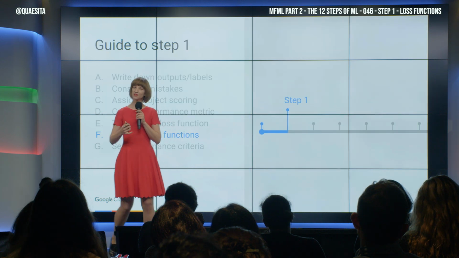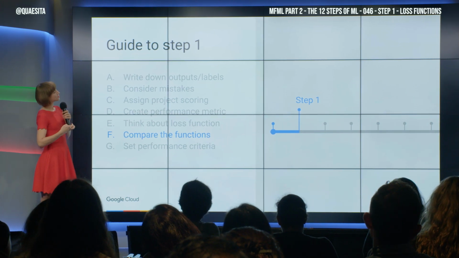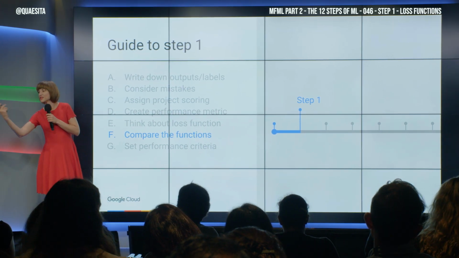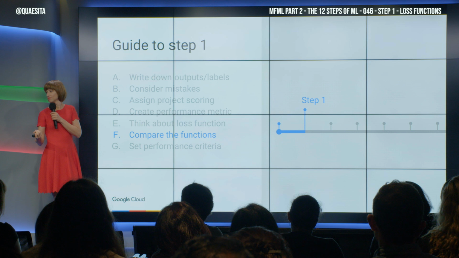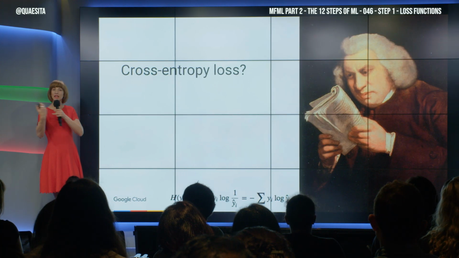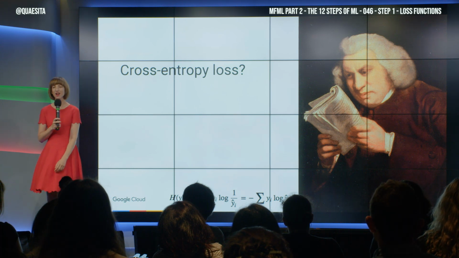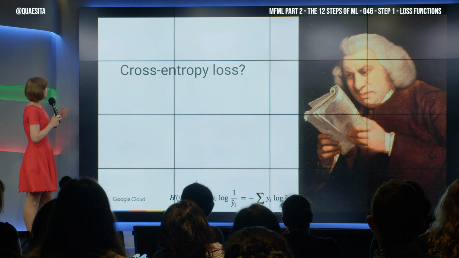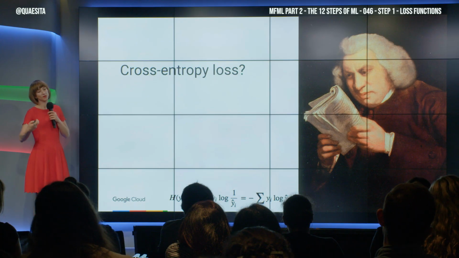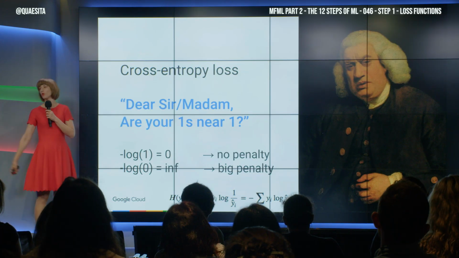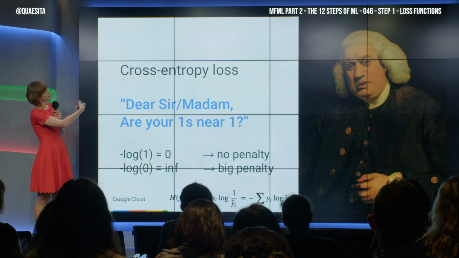Which is why it's a good idea to think about comparing the functions. So, take your performance metric, let's say ours is accuracy, and compare it with a classic loss function, and see if they kind of align. So a classic one you see here is called cross-entropy loss. Guess who named that? It sounds fancy, and it comes with an equation that has logs in it, oh my goodness. Or if we say it simply, are your ones near 1? That's what that function is doing. And you don't even have to read it.